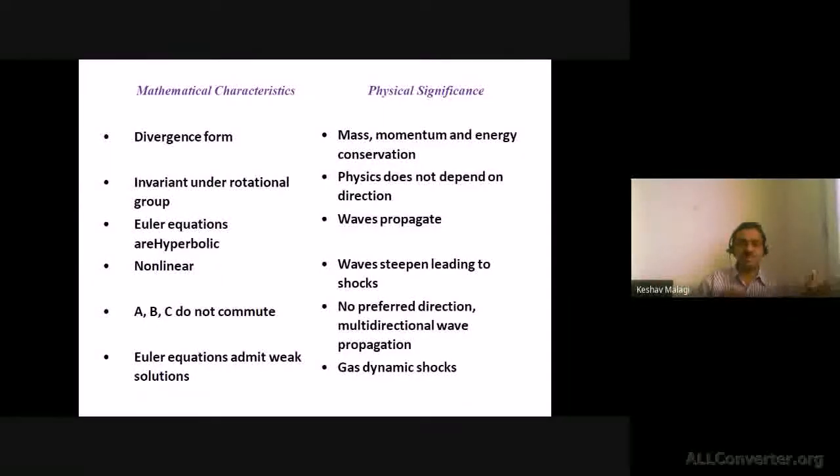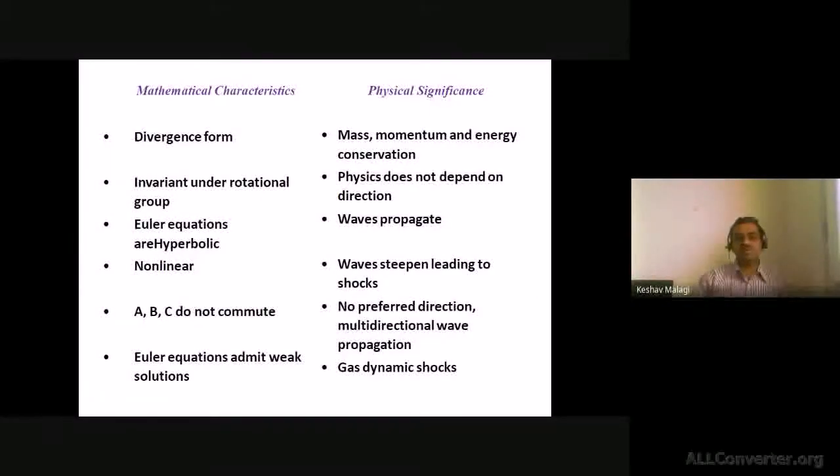So in the mathematical characteristics, if you look at divergence form, once you write any PDE in the divergence form, it means it is in the conservation form. So the corresponding property to divergence form is that mass, momentum, and energy are conserved. And then invariance under rotational group.